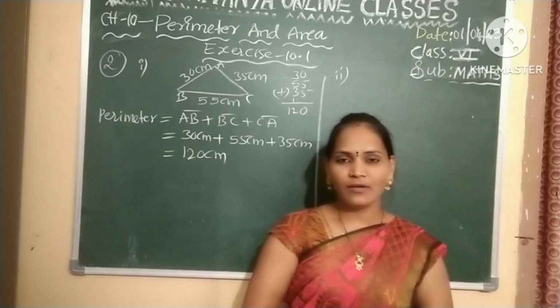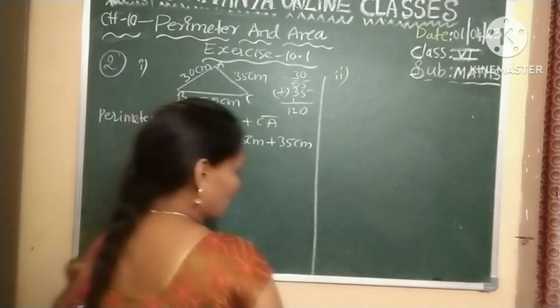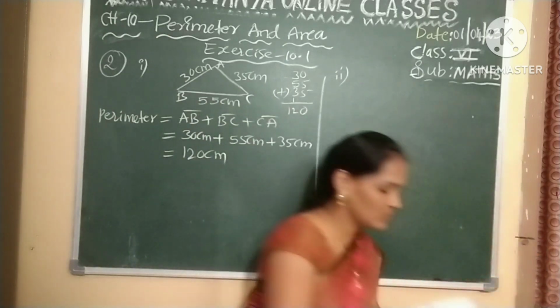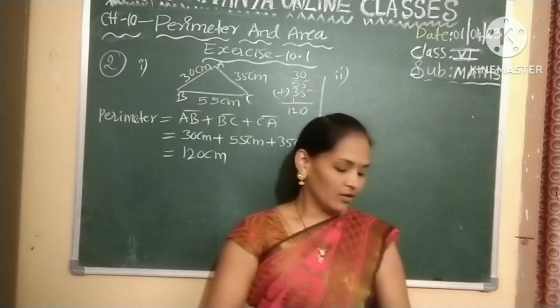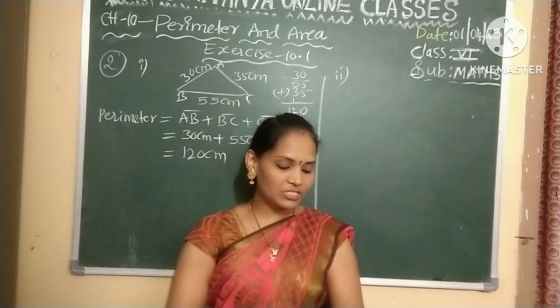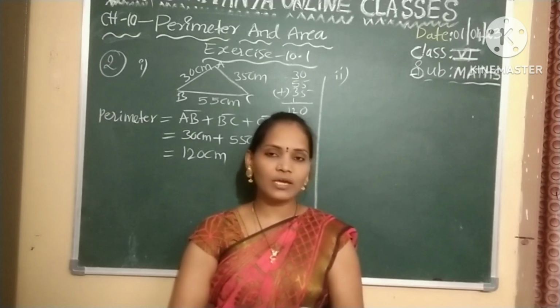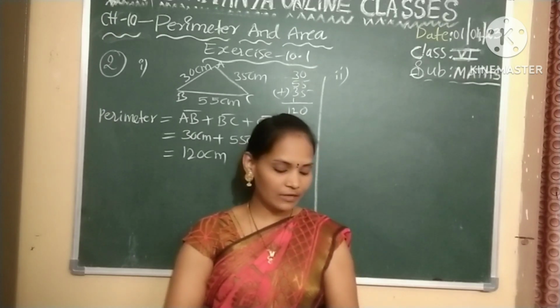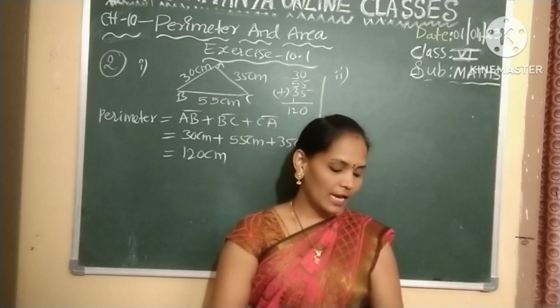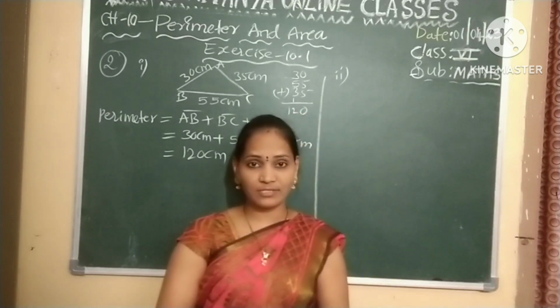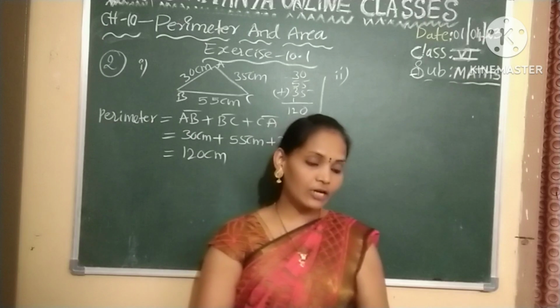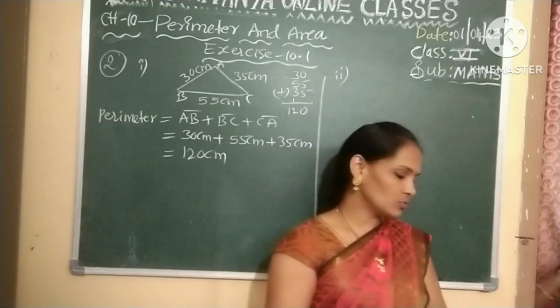Now, let us see the question. See here, second question is given. Find the perimeter of each of the following figures. Few figures are given. That perimeter we need to find out, and we should find out the cost of fencing also, putting a wire around that figure. So how to find?